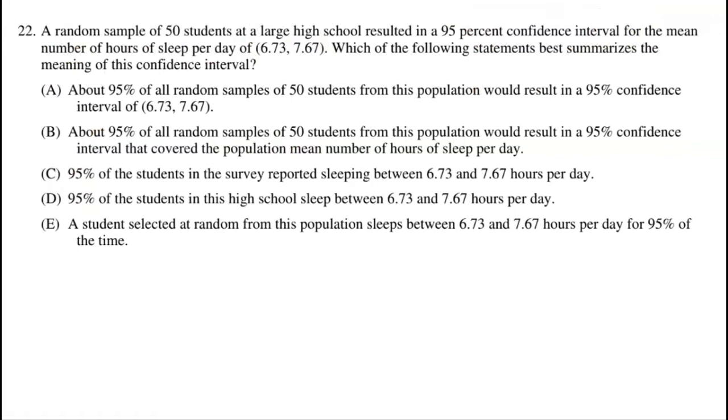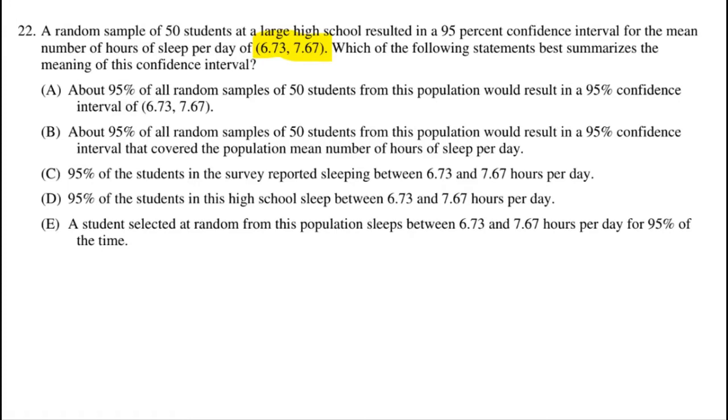A random sample of 50 students at a large high school resulted in a 95% confidence interval for the mean number of hours of sleep per day of 6.73 to 7.67. Which of the following statements best summarizes the meaning of this confidence interval? Now, first off, what we typically teach kids in class is how to interpret the interval. So here I would say I'm 95% confident that the true population mean number of hours that students sleep per day is somewhere between 6.73 hours and 7.67 hours.